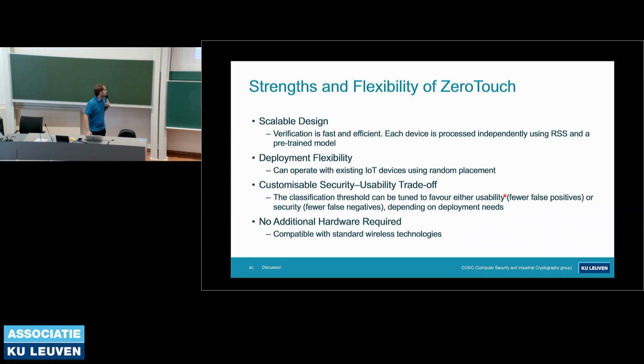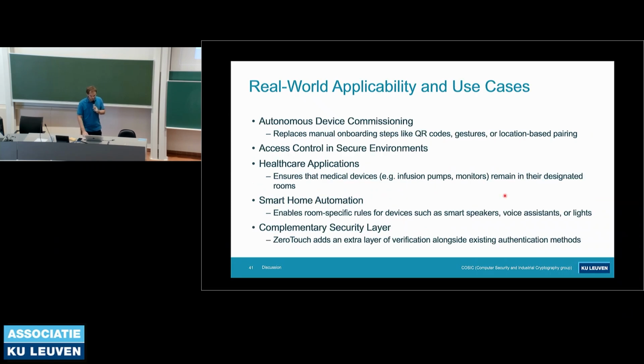And then again, the core idea is that it doesn't require any additional hardware. Any wireless device should be able to record the RSS, the signal strength. And as I said at the beginning, there's a wide range of use cases, for example in healthcare applications or smart home automation. It really is a complementary security layer that can be implemented easily on top of the existing authentication protocols.